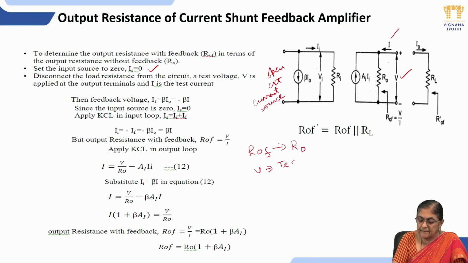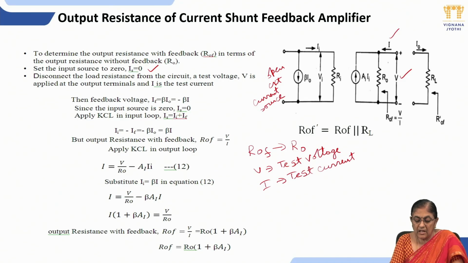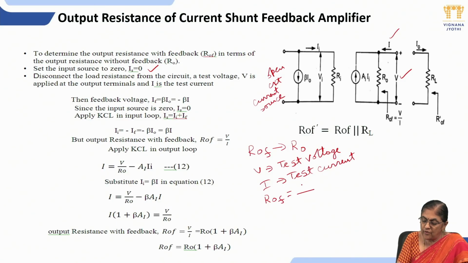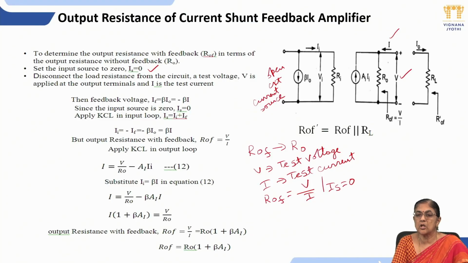So V is the test voltage, I is the test current. Output resistance R0F is the ratio of test voltage to test current when Is is equal to 0. So you can find out Thevenin resistance also by using the same procedure, and R0F dash is output resistance with feedback including load resistance. Okay. So now we have to derive the expression for R0F.